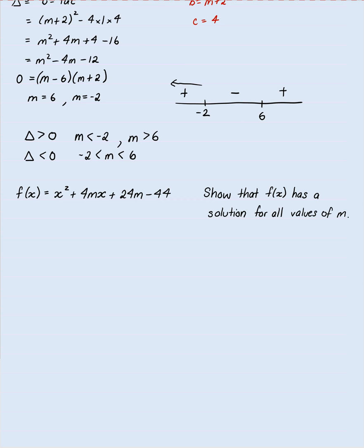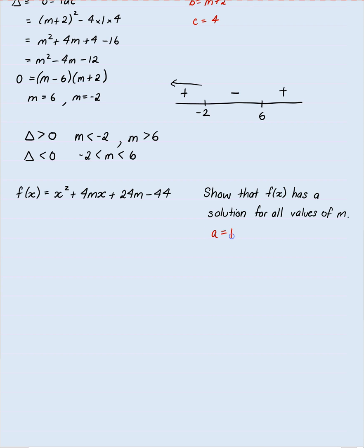So another similar problem. Let's have a look at this one. We've got x squared plus 4mx plus 24m take 44. And we want to show that this quadratic has a solution for all values of m. So no matter what value for m we choose to put in here, it'll always get a solution. So as soon as it's saying that again, one solution, two solutions, no solution, we're thinking discriminant.